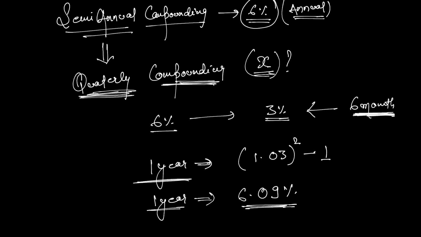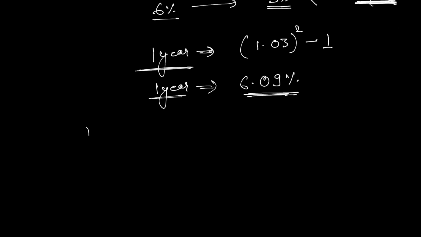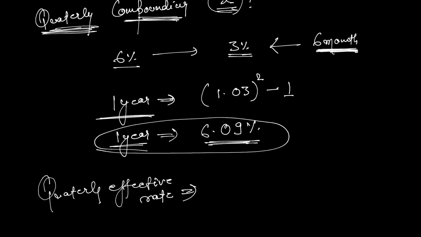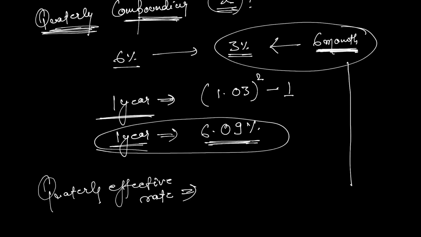Now in quarterly compounded rate, what is the effective interest rate that is implicit? It is the quarterly effective rate. So what is the quarterly effective rate? 1 year effective rate is 6.09%. 6 month effective rate is 3%. Either you can convert the 6 month effective interest rate to quarterly, or you can convert the 1 year effective interest rate to quarterly effective rate.